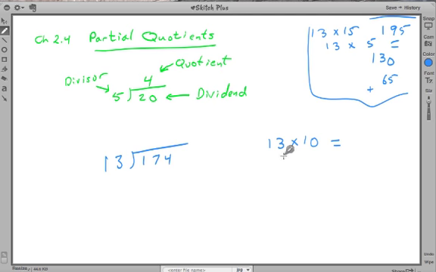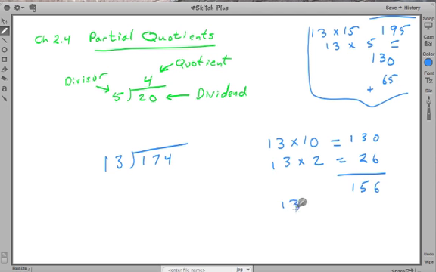But what would happen then if we just did 13 times 2? 13 times 2 is something we can do quickly in our head. 13 times 10. And what happens if I add those together? Well, 3 plus 2 is 5, and another 1 is 6. And that's 156. Now we've got 174.